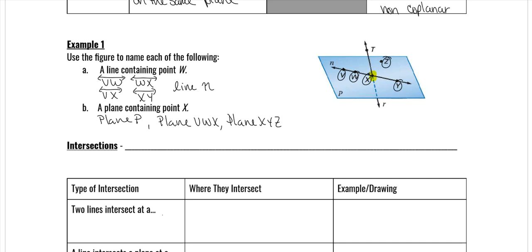Intersections. Intersections are a point, a line, or a curve where two objects touch, and it depends what we're talking about on which one of those it will be.